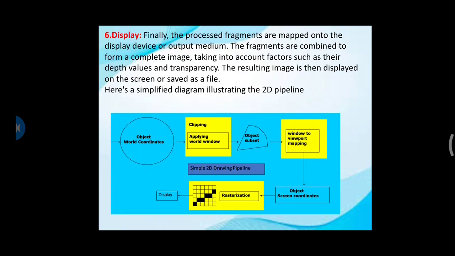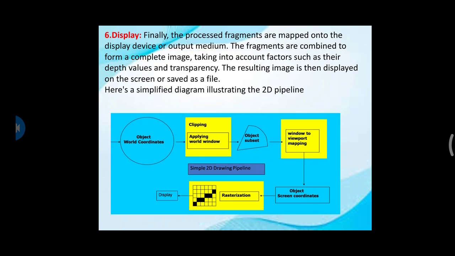Then coming to the display, finally the processed fragments are mapped onto the display device or output medium. The fragments are combined to form a complete image, taking into account factors such as the depth values and transparency. The resulting image is then displayed on the screen or saved as a file. Here is a simplified diagram illustrating the 2D pipeline.